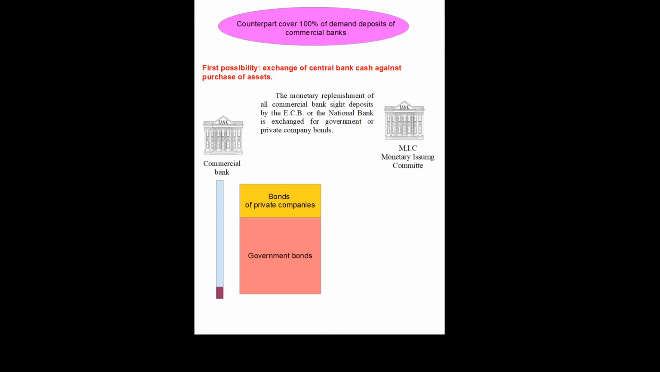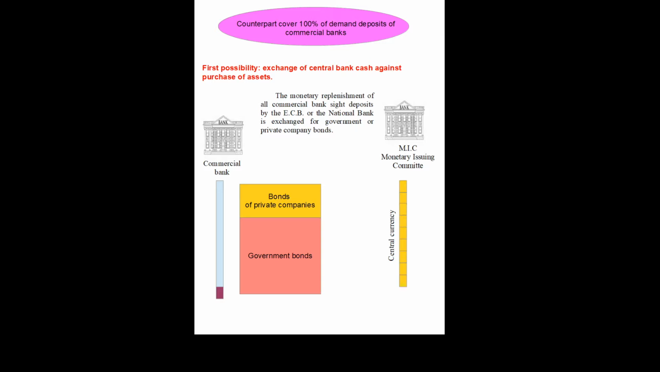The monetary replenishment of the totality of commercial bank demand deposits by the European Central Bank, or by the National Bank, is exchanged for government or private company bonds. A monetary issuing committee (MIC) would be set up with the task of issuing the money needed to fully cover overnight deposits. But it would also be used to exchange currency for government or corporate bonds.